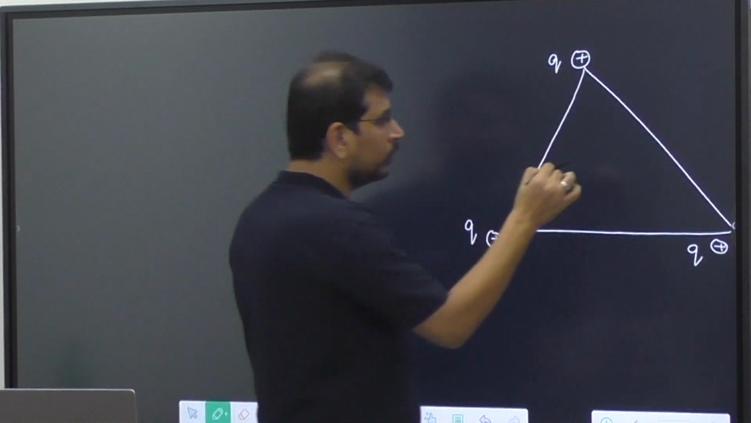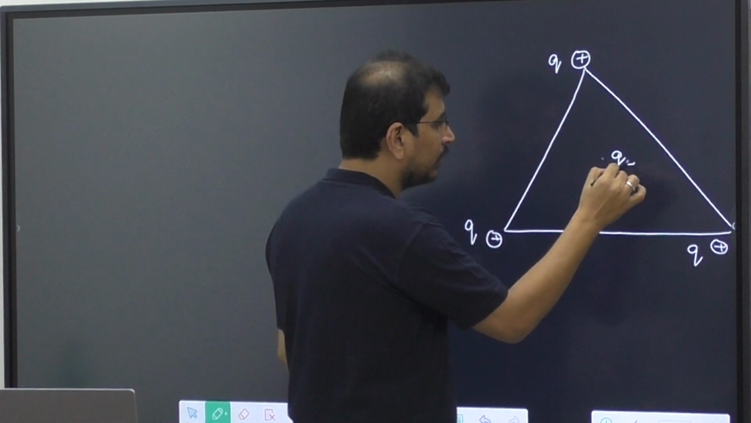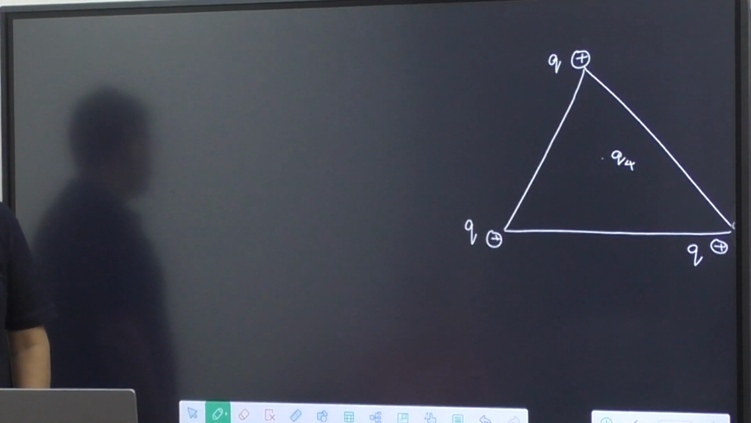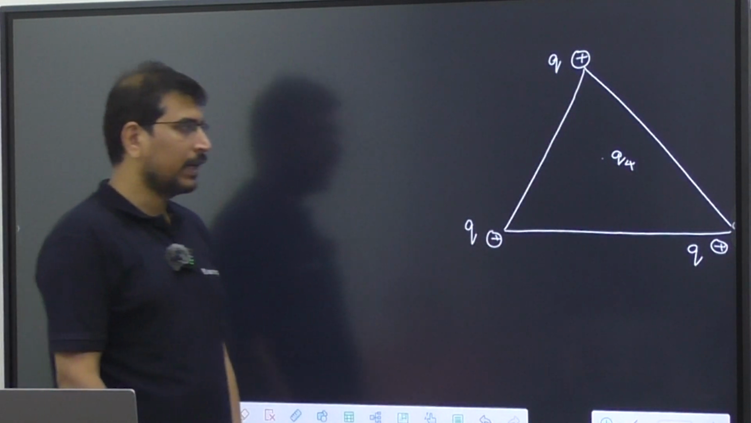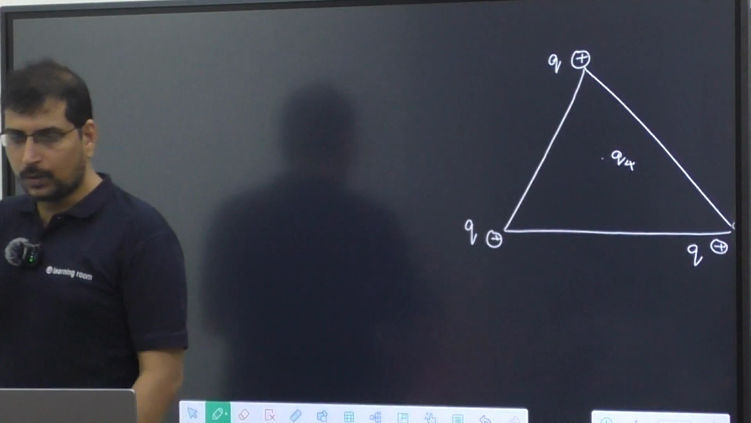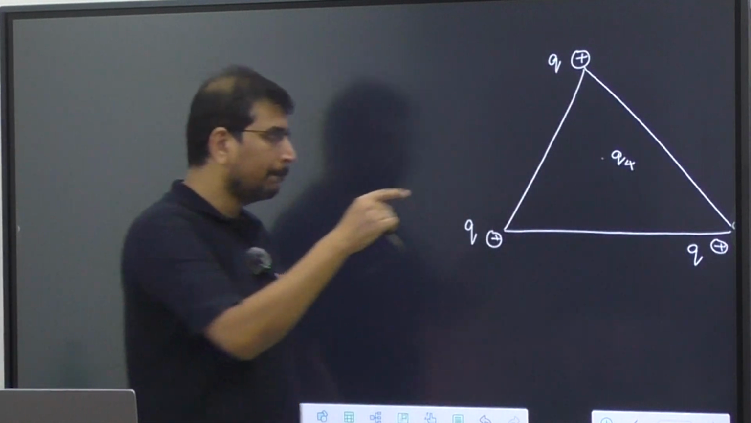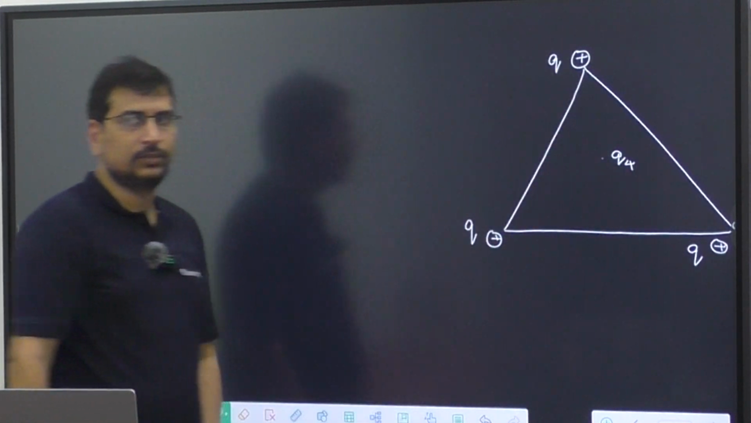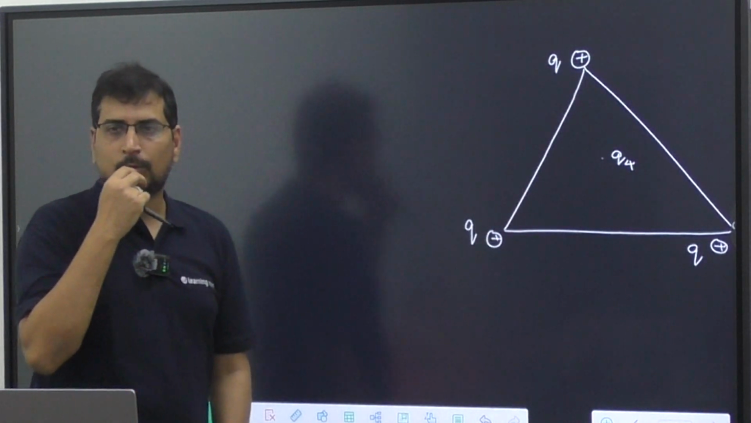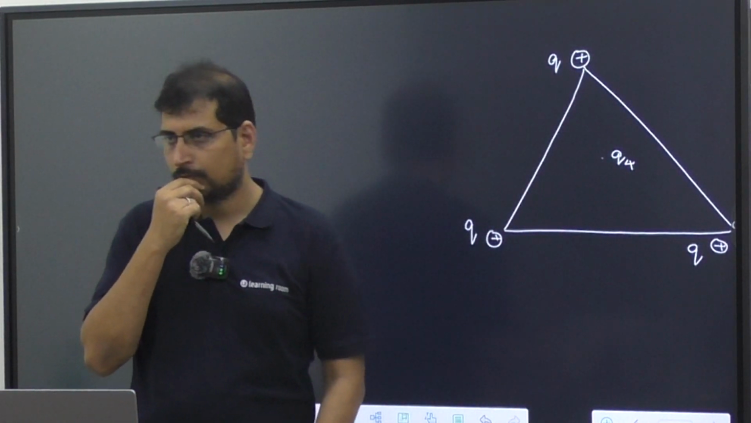There is a fourth charge which is placed at the centroid of this triangle. Let it be of magnitude Q4, for instance. Now you need to calculate the force experienced by this charge due to the remaining charges. So wherever you have more than two charges, what is the thing that we are supposed to do?